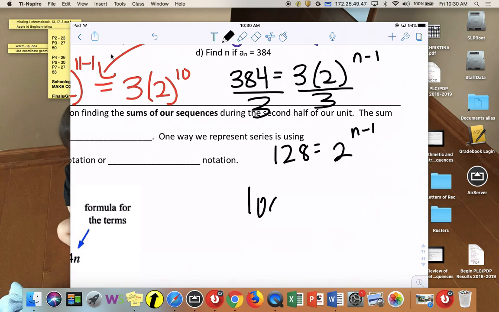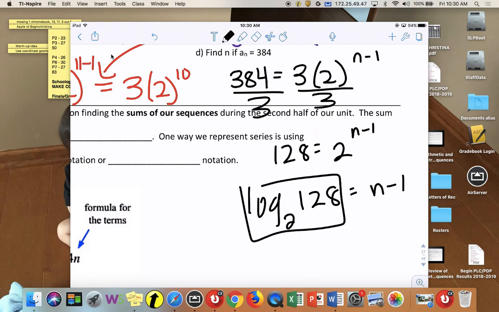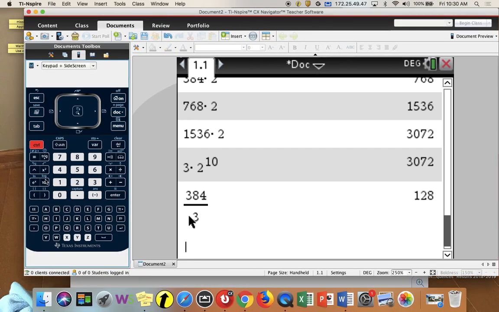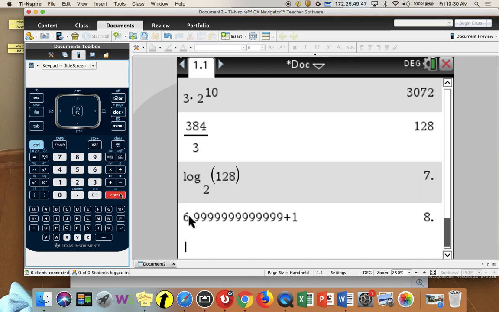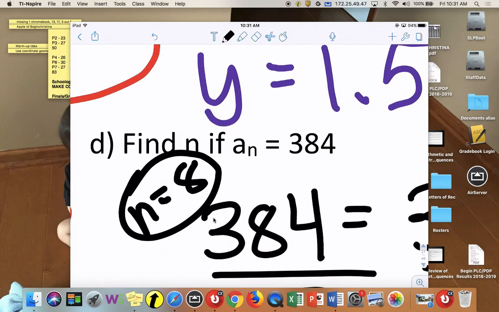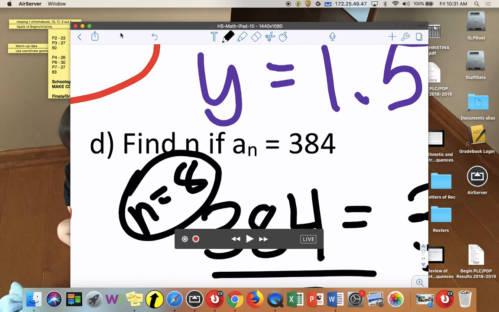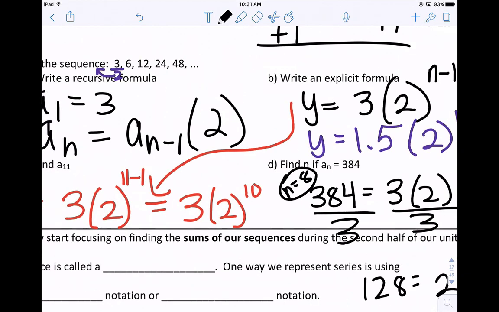Remember, you can log this. Log base 2 of 128 equals n minus 1. So take this answer and then add 1 to that to get n. All right, so let's do that. Log base 2 of 128. Hit enter, and we'll add 1 to that. So that was the 8th term. The 8th term gave us 384. So we say n equals 8, the 8th term. Okay, so there's a quick review.